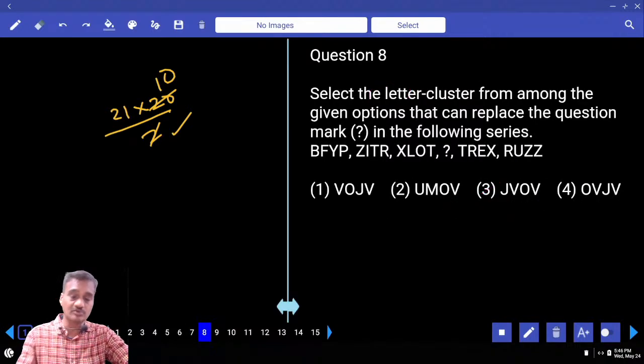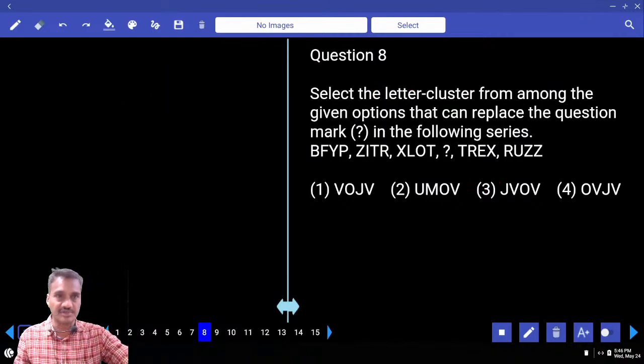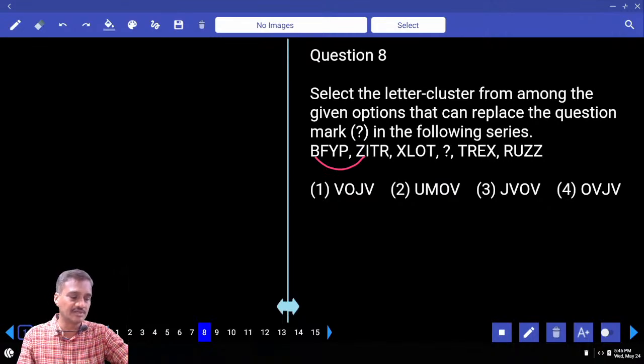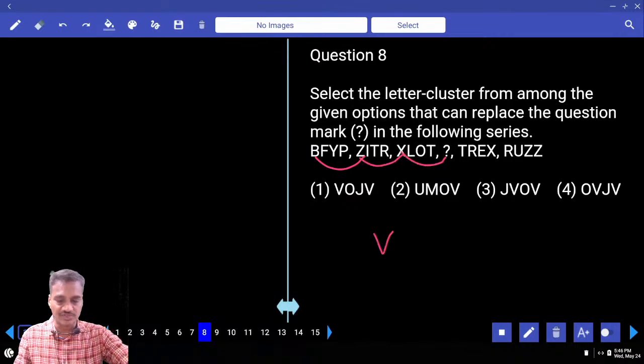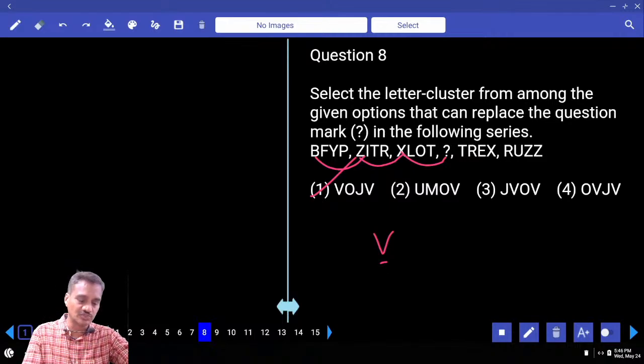The next one, coming to question number 8. Now in this question number 8, B and Z. What is the difference between B and Z here? B and Z, the difference is minus 2. And Z and X, minus 2. X minus 2 is what? V. V minus 2 and so on. And so for the first letter it is minus 2.